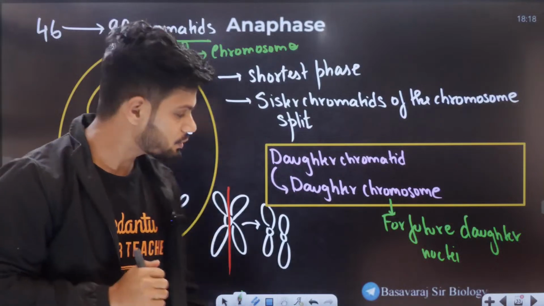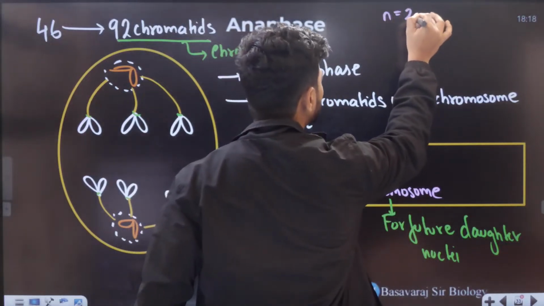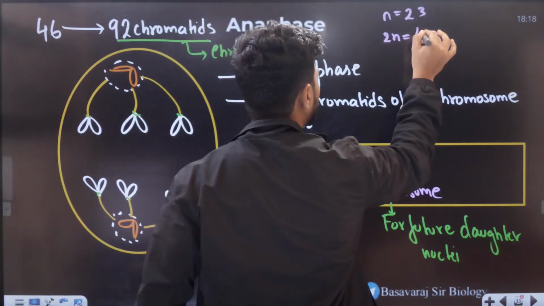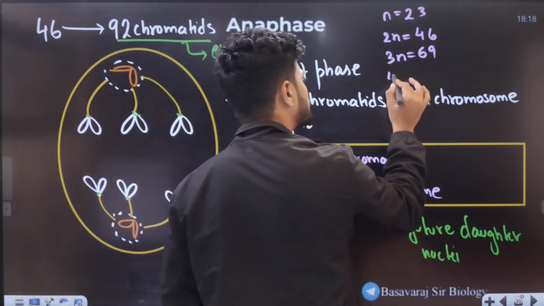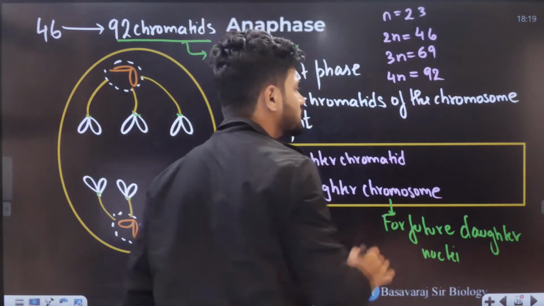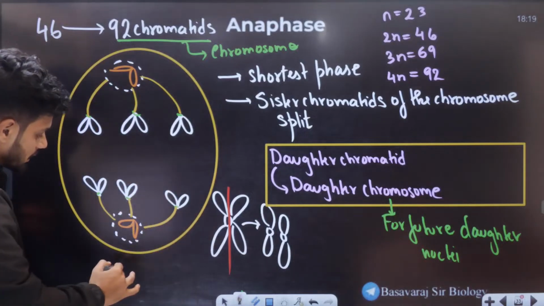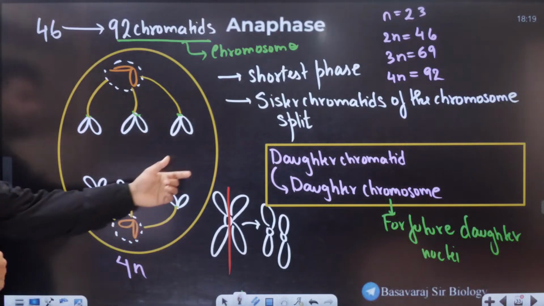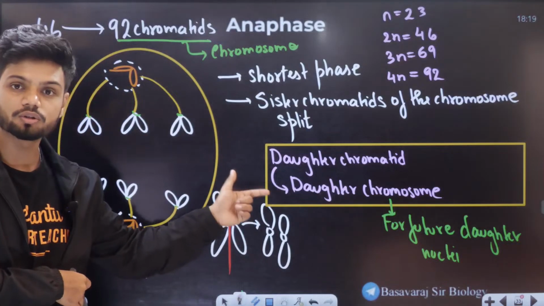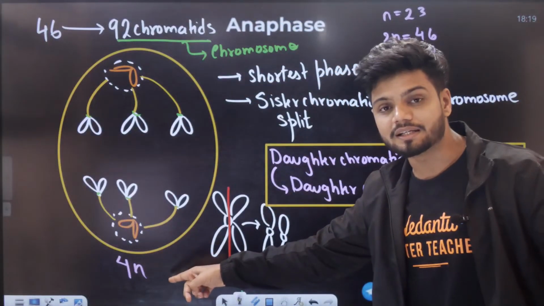Temporarily. Now students, tell me, what is usually N represented as? N is 23. 2N is what, students? 2N is 46. All of you. 3N is going to be 69. 4N is going to be 92. So this cell right here, students, is temporarily at a 4N condition. Why? Because every single daughter chromatid is acting like a daughter chromosome temporarily. So this cell right here is at 4N condition temporarily.